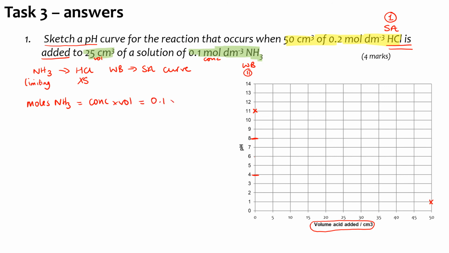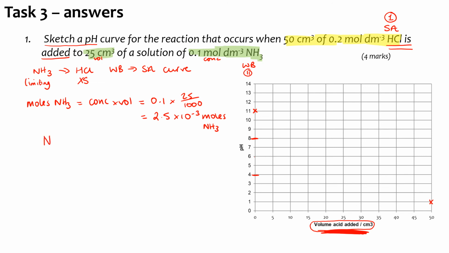Concentration is 0.1 times 25 over 1,000. Make sure those centimetres cubed are in decimeters cubed. And so therefore we have 2.5 times 10 to the minus 3 moles of ammonia. Now we want to know the volume of acid added, because that is what is on the x-axis of the curve. So we've got to use our moles of ammonia to work out volume of acid.